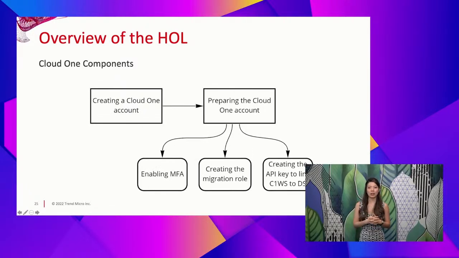Now we're moving to the Cloud One components. First, you need to create a Cloud One trial account. Some of you already have a Cloud One account. Please do not use that. Do spend 2 minutes creating an account, because if you use the real one, it's going to start charging. After you have the Cloud One account ready, there are certain things we need to prep. First, you need to set up the multi-factor authentication within the Cloud One console. After that, you need to create a migration role within the Cloud One console as well. And then lastly, you just need to create the API key to link your Cloud One Workload Security to your Deep Security.